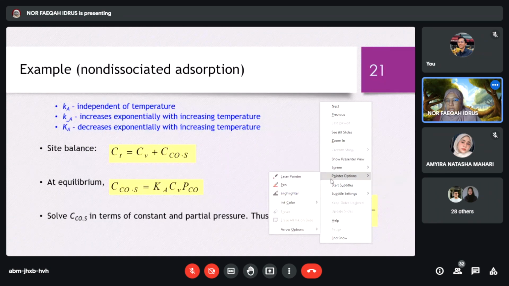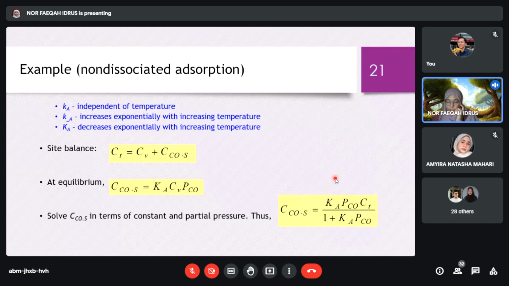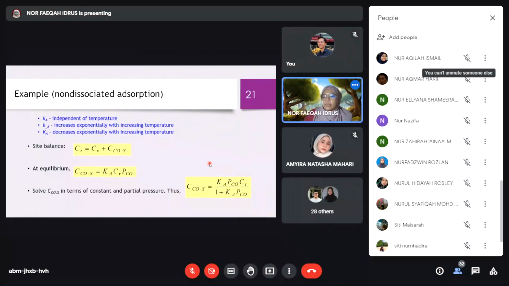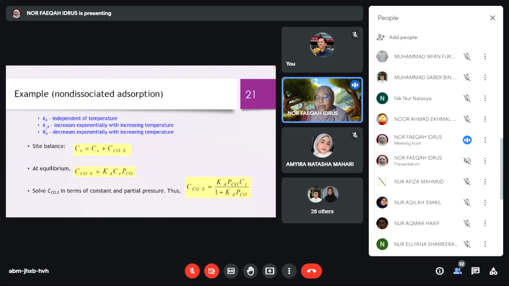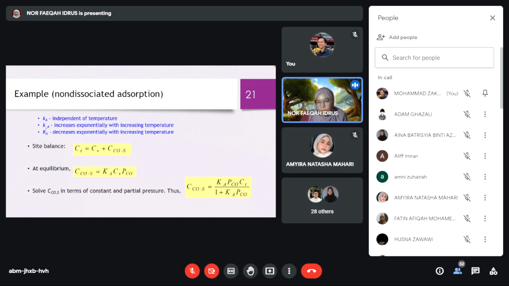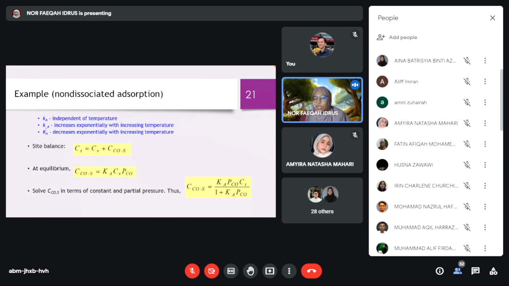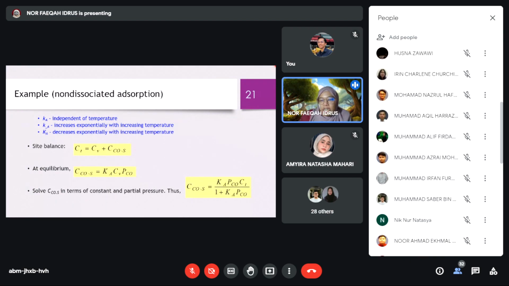So later I will post the video example that I showed in the PDF. I actually made it in video form, so you can watch the video and then try to do the derivation on your own. Then you can see step by step how to write the net rate of adsorption until you derive the adsorption isotherm.